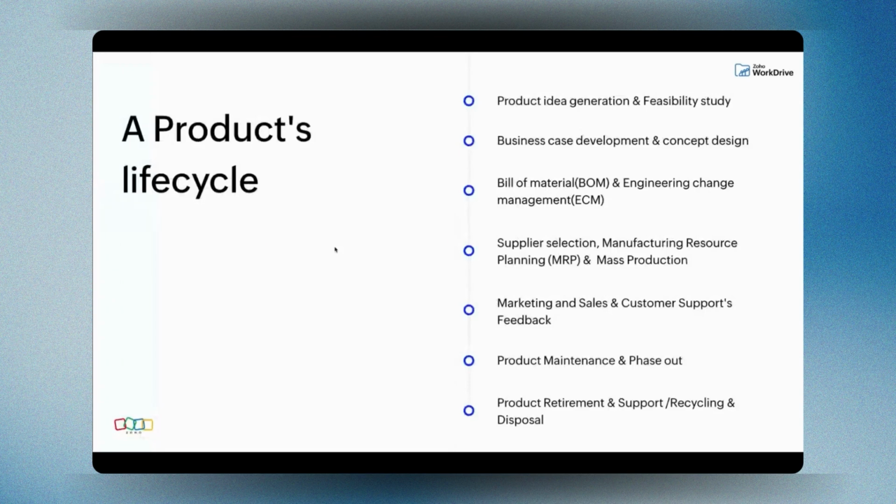It can start with product idea generation, feasibility study, supplier selection, manufacturing resource planning, product maintenance, product phase-out, and product retirement, or even recycling or disposal. Aligning with the product lifecycle, we'll explore how Zoho WorkDrive enhances back office operations in the manufacturing industry, streamlining workflows, improving document management, and driving profitability.